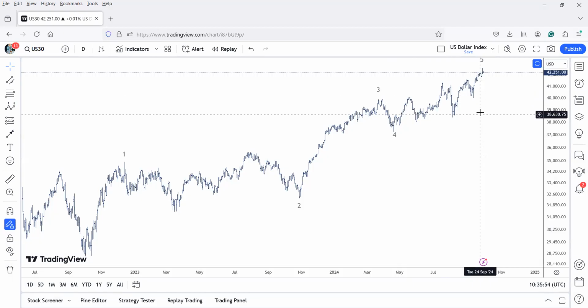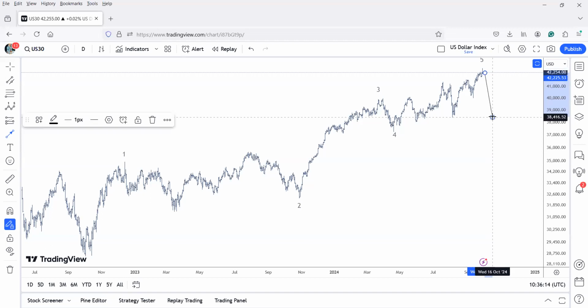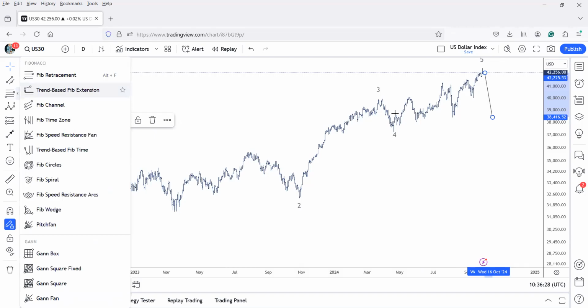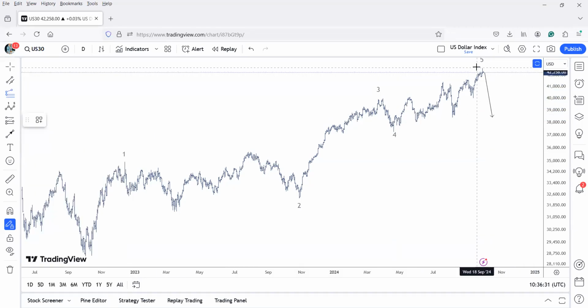If this scenario is correct, then we are looking for indices to drop lower towards 38,000. Take out the fourth wave within the diagonal and ending diagonal. So that should be a sharp decline towards the 38,000 mark before a pullback rally begins to end the year 2024. And if we take it one step further, the upside is definitely limited.